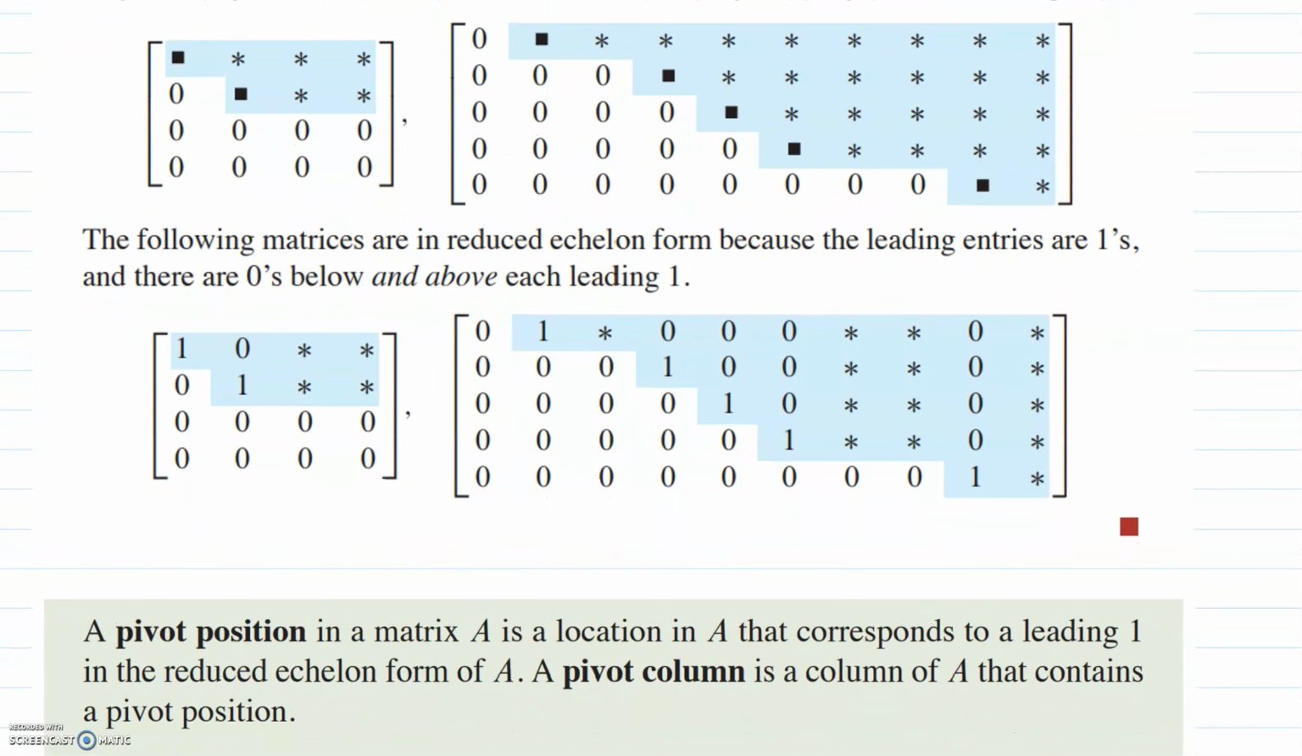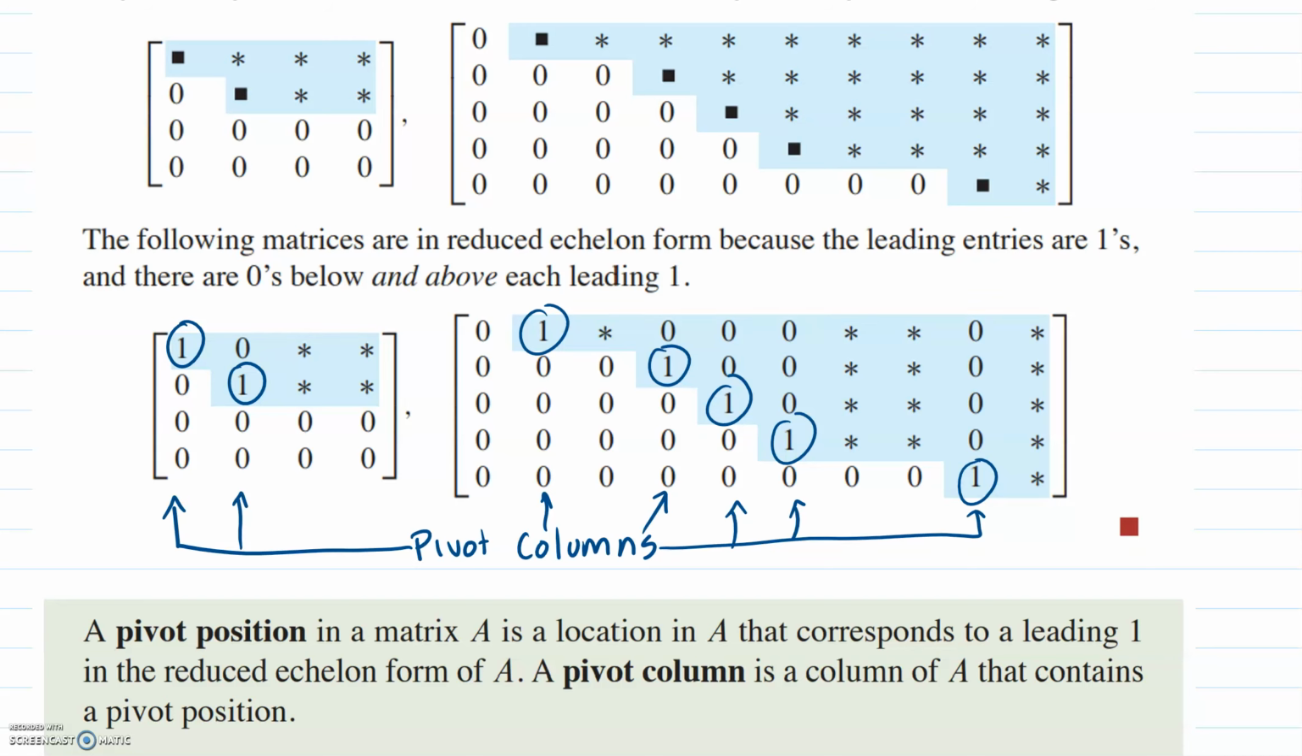So here's where the pivot positions are. The definition of a pivot position. We talked about these before. The pivot position of a matrix is a location in a matrix that corresponds to a leading 1 in the reduced echelon form of a matrix. So all these are pivot positions. And then the pivot columns are the columns that contain that pivot position. So here are all the pivot columns from example 1.